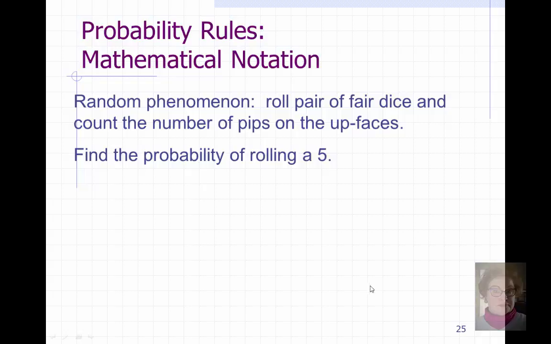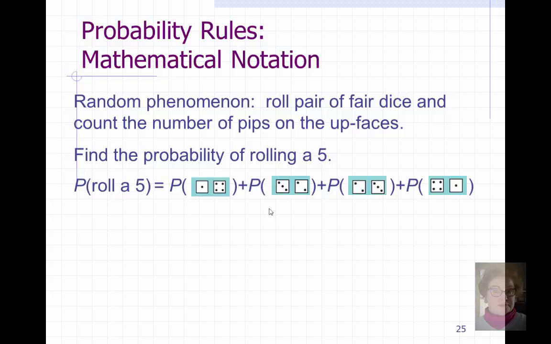Now let's look at this, and we want to use our probability rules, and we want to find the probability of rolling a 5 with a pair of fair dice. So how many ways can we make a 5 with a pair of fair dice? Well, we can get a 1 and a 4. We can get a 3 and a 2. We can get a 2 and a 3. We can get a 4 and a 1.